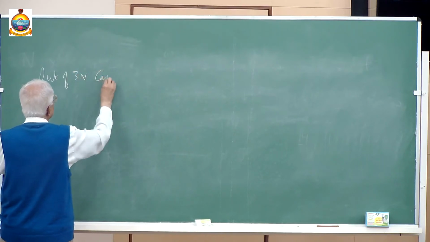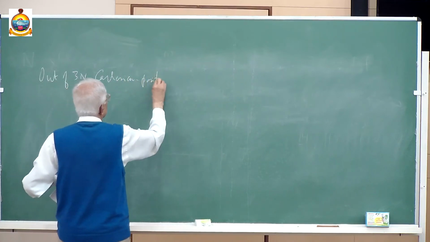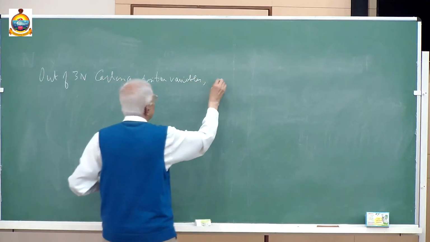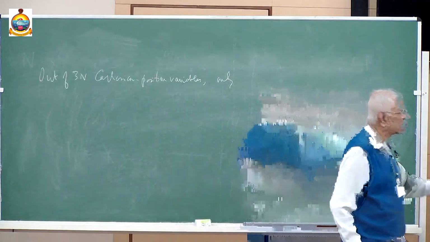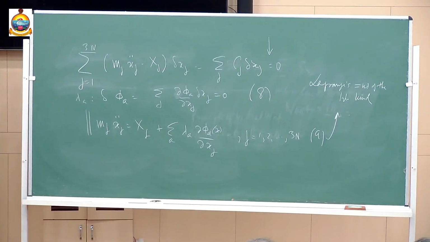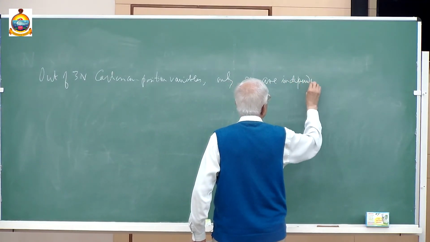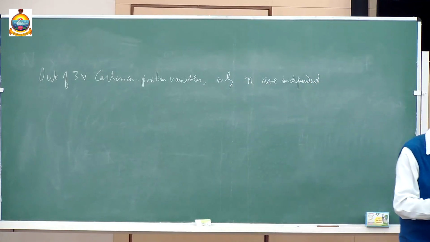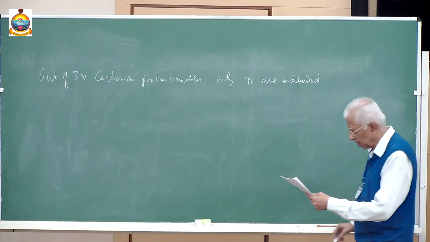Out of the 3n Cartesian position variables, how many are independent given the constraints phi equal to 0? We have numbered it in such a way that we say small n is the number of independent position variables. That's the way we have numbered it. By independent, we mean algebraically independent.